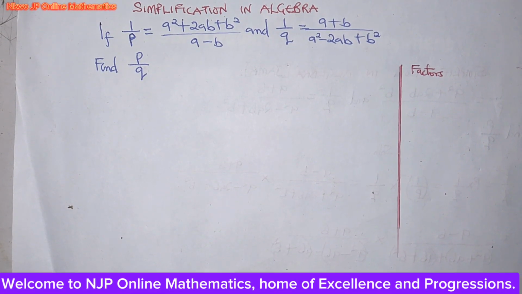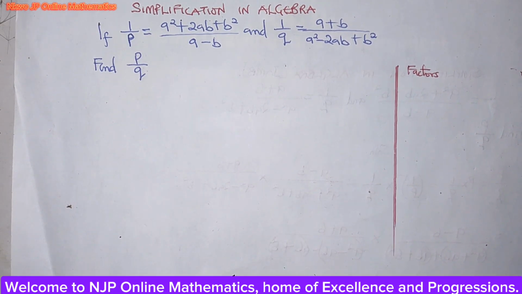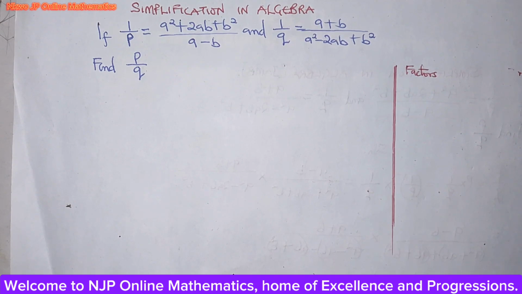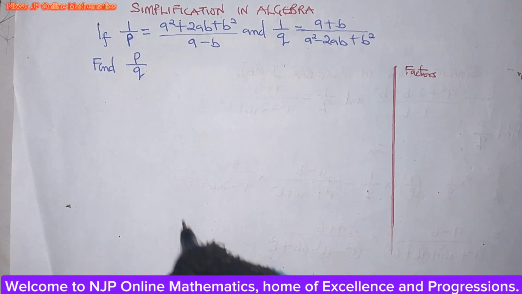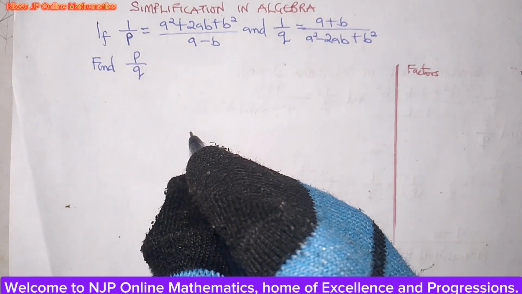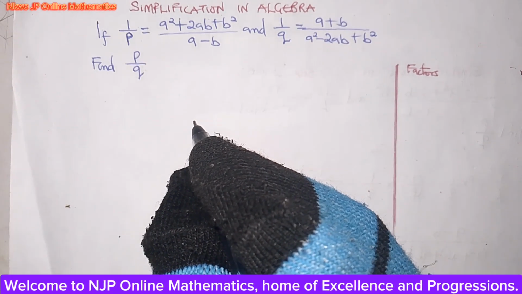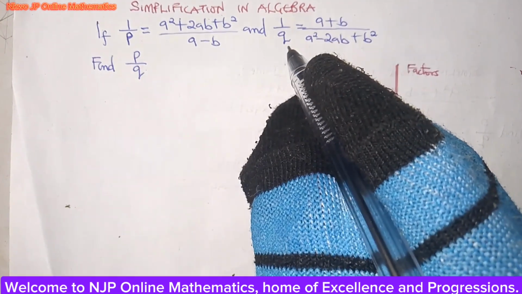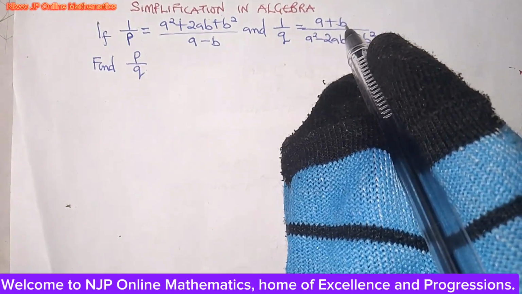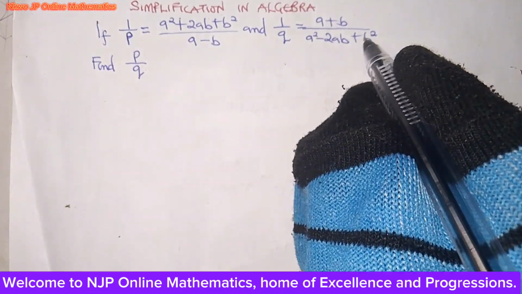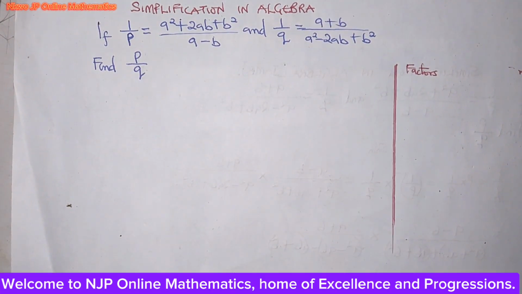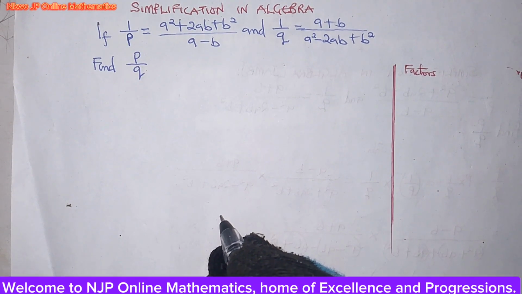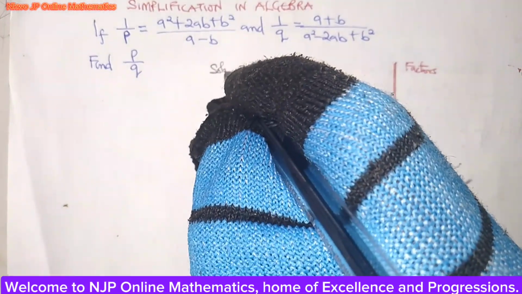Let's solve this lovely problem we can see here together. We have that if 1 over p, that is the inverse of p, equals a square plus 2ab plus b square, all divided by a minus b, and the inverse of q equals a plus b, all divided by a square minus 2ab plus b square, we should find p divided by q. So let's give the solution to this problem.